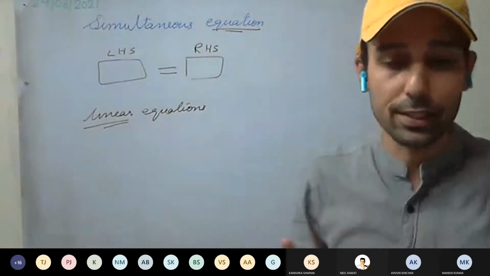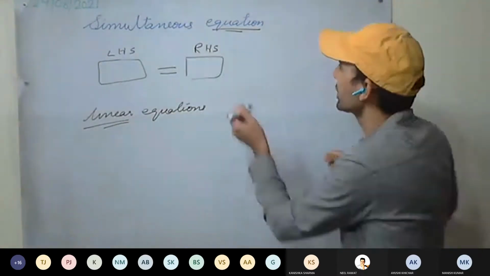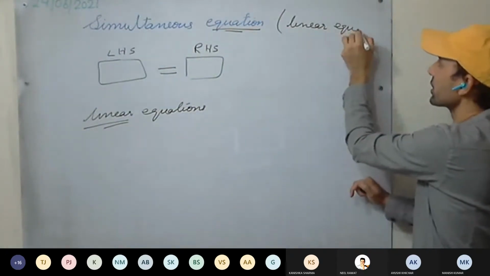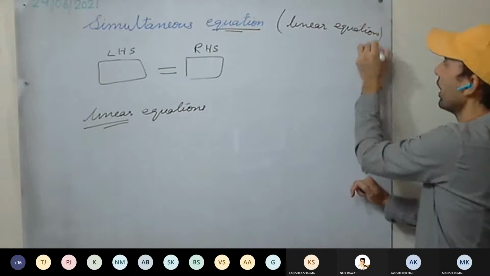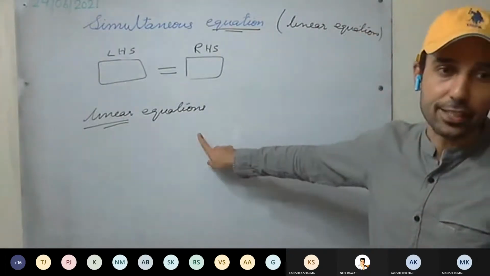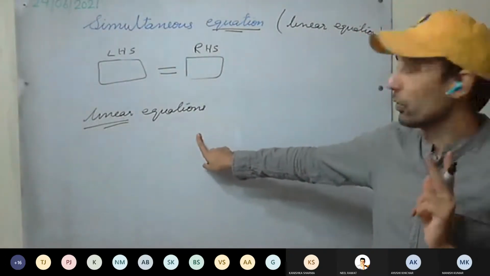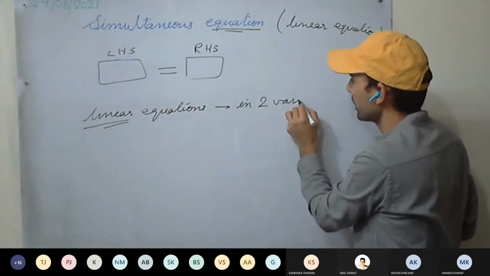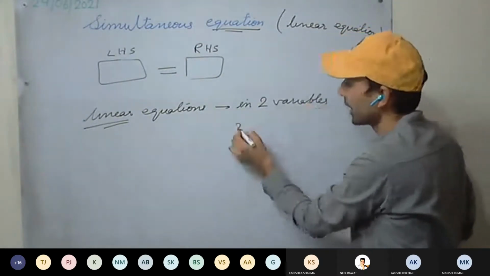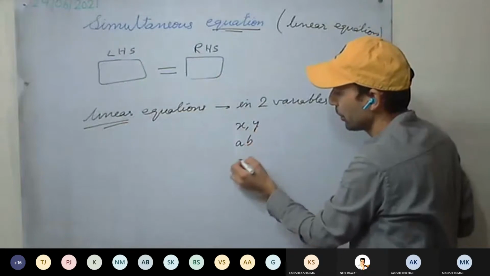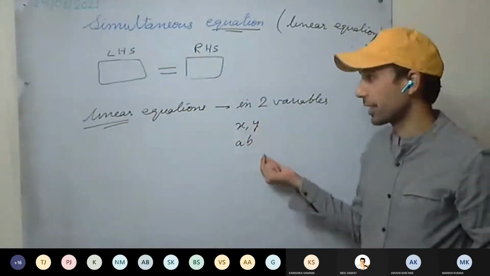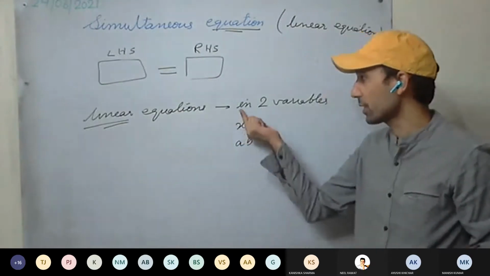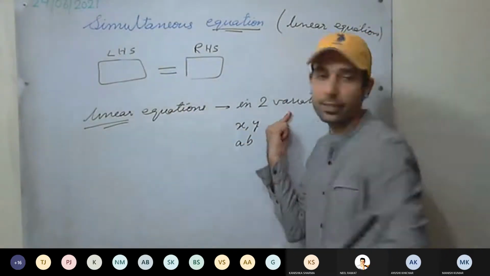So we'll be discussing only linear equations. In simultaneous equations, we'll be discussing only linear equations. And how many variables will we be taking? Equations in two variables. Linear equations in two variables. They can be x and y, a and b, p and q, etc. Any variable we can take. So two variables we'll be taking.